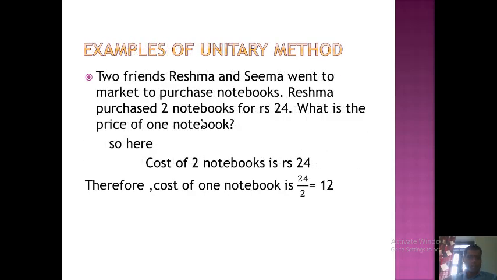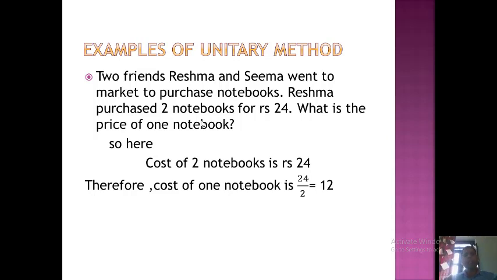So this is the first example of unitary method. The question is, two friends Resma and Seema went to the market to purchase notebooks. Resma purchased two notebooks for rupees 24. So what is the price of one notebook? Here the cost of two notebooks is rupees 24. Therefore, the cost of one notebook will be equal to 24 by 2, which will be equal to 12.